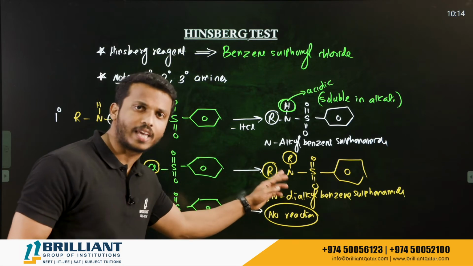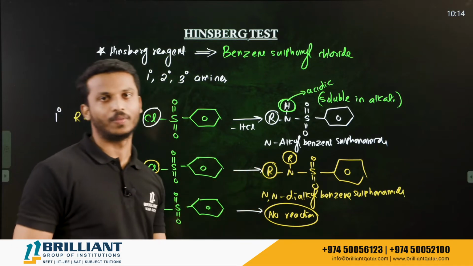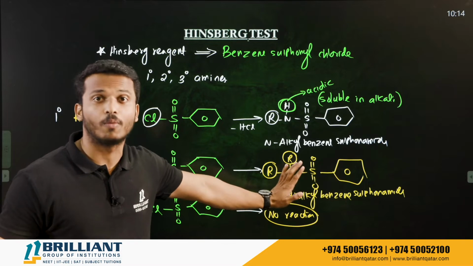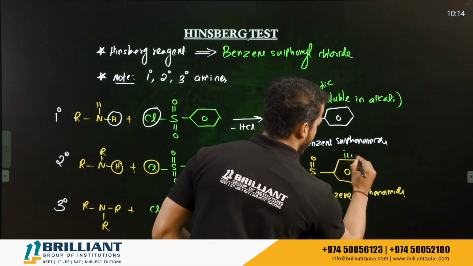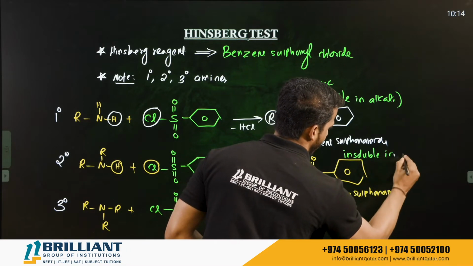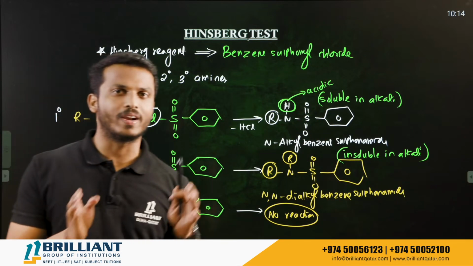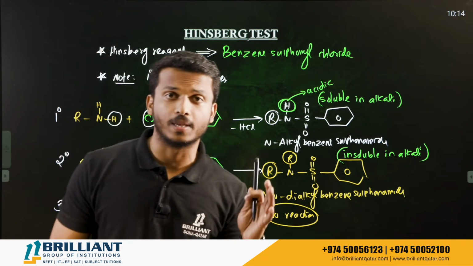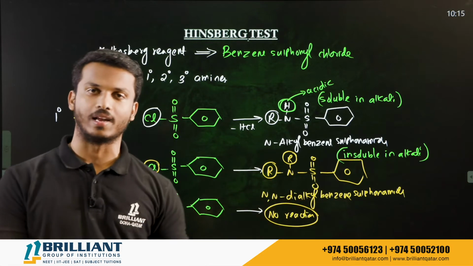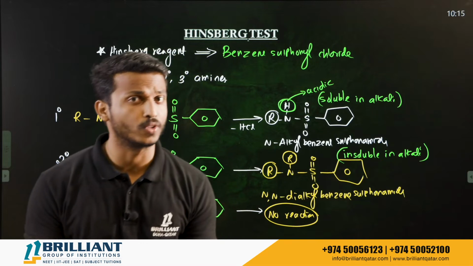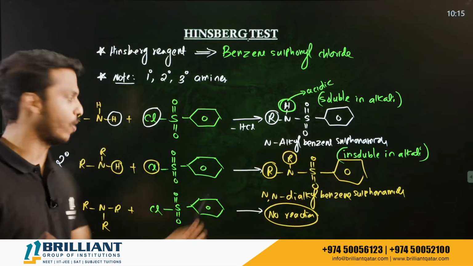Can you observe such a hydrogen in the secondary amine reacted product? No, right? Because there is an alkyl group. So there is no acidic hydrogen, and this compound is not acidic. Therefore, it is insoluble in alkali. So what is the observation, all of you? When a primary amine reacts with a Hinsberg reagent, you get a precipitate which is soluble in alkali. Whereas the secondary amine also reacts, but its product is insoluble in alkali. Tertiary amine, no reaction. So what is the purpose of the Hinsberg reagent? To distinguish between primary, secondary and tertiary amines. Clear, all of you? Next one.